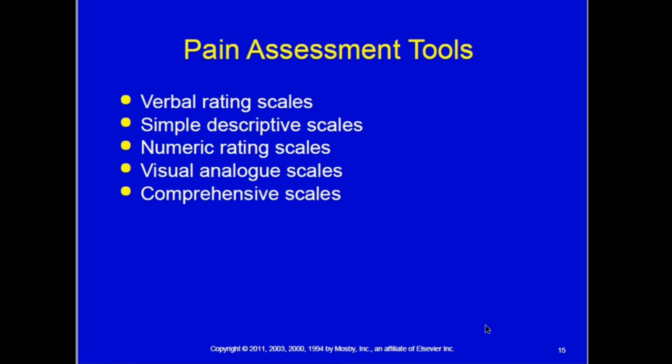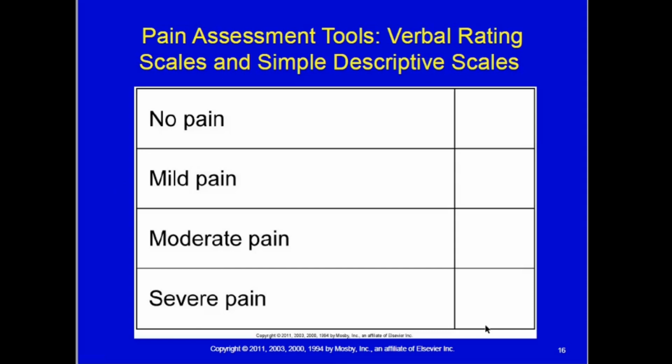Now, how do we assess this pain? We have different tools for pain assessment. One is verbal rating scales, one is simple descriptive scales, one is numerical rating scales, one is visual analog scale, and finally comprehensive scales. More commonly we use numeric rating scales, verbal rating scales and visual analog scales in our day-to-day practice. With verbal rating scales and the simple descriptive scale, the patient will tell no pain, mild pain, moderate pain or severe pain. They will tell by themselves.